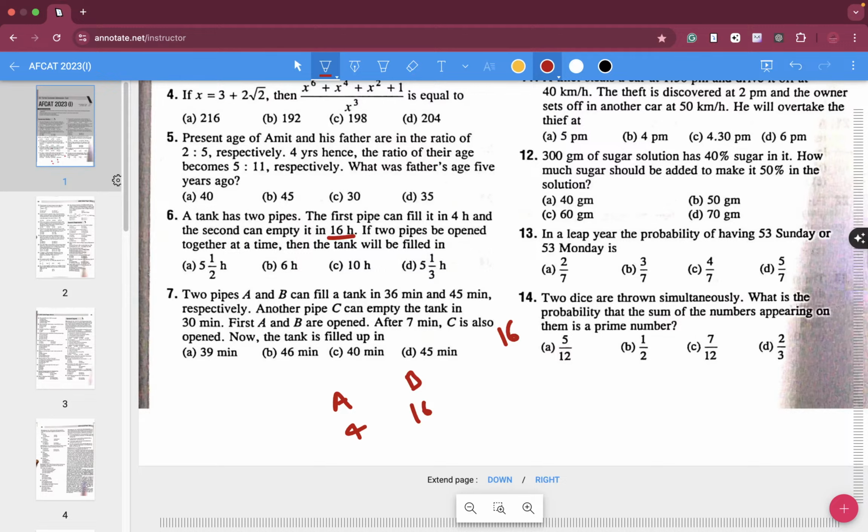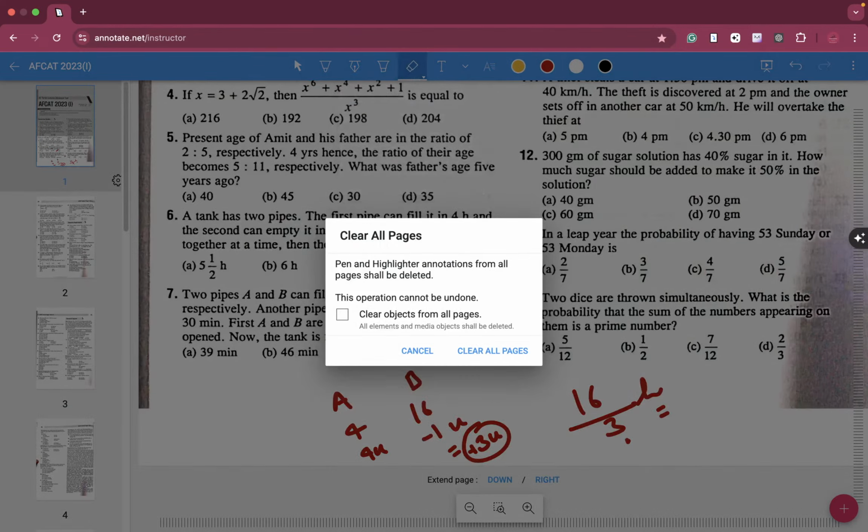So every single hour it fills 4 units, and every single hour it takes out minus 1 unit. So every single hour the overall work done is plus 3 units. To get done 16 units, how much time will it take? 16 by 3 hours, which is 5 and 1 by 3 hours. Easy one. This was an absolutely A type question.